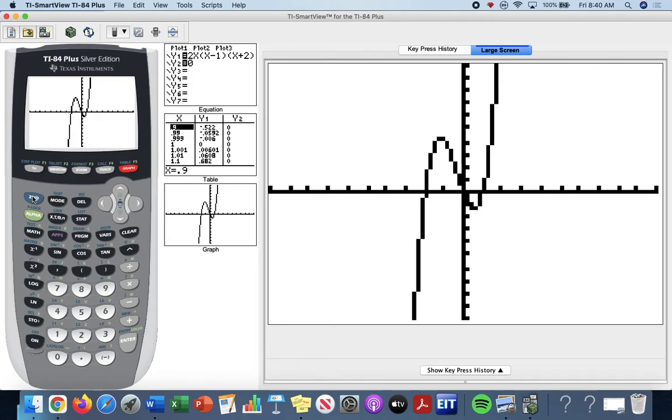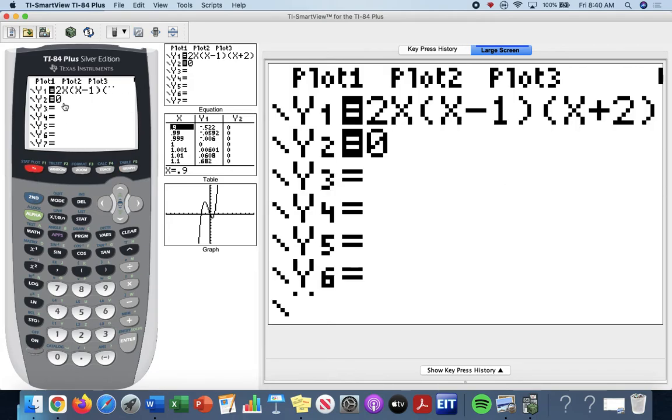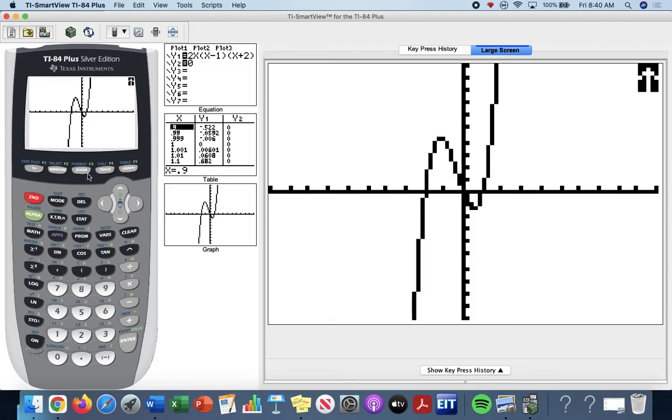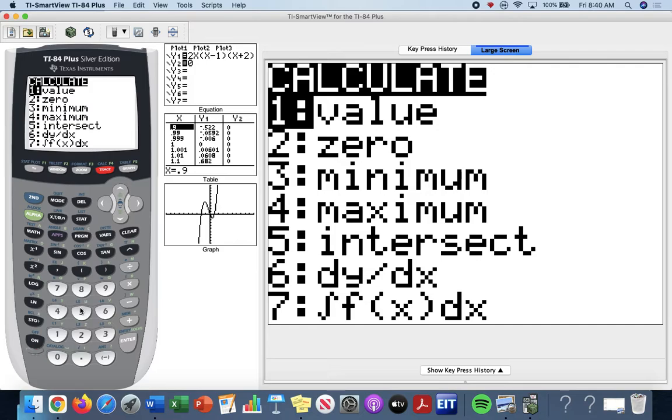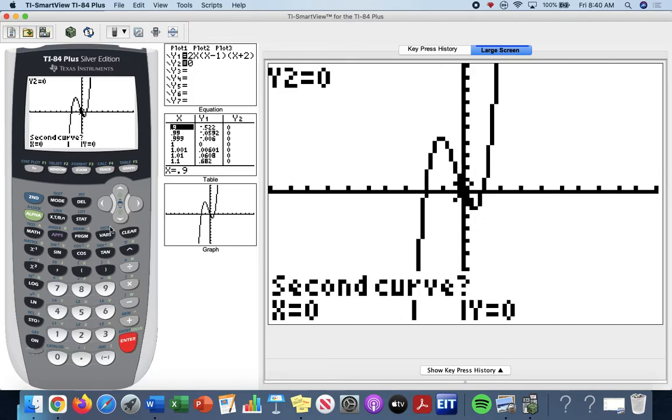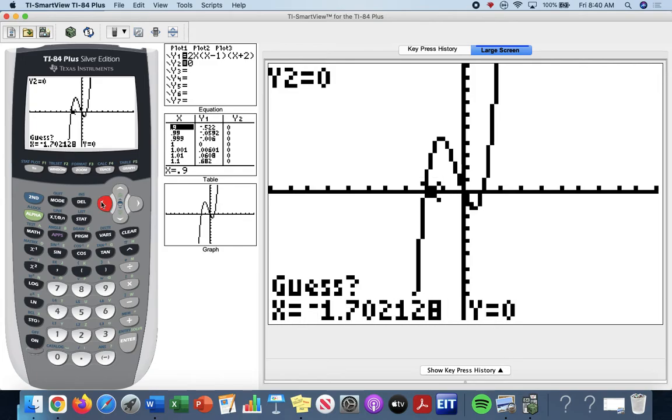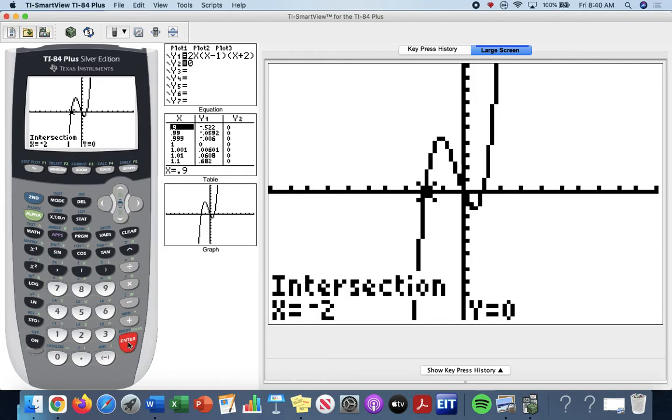So I'm going to do that intersection feature. So make sure you have the 0 typed into y2 in order to do that intersection. So if I do second trace, I'm going to do intersect, press enter, enter, and then just for the guess, I want to find this one first. And I know this is -2 because the function, notice, it was factored, so we can find those zeros right away. But if it wasn't factored nicely, this is how you would find it.